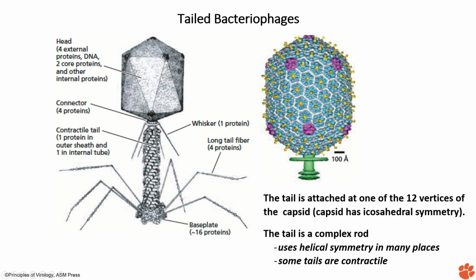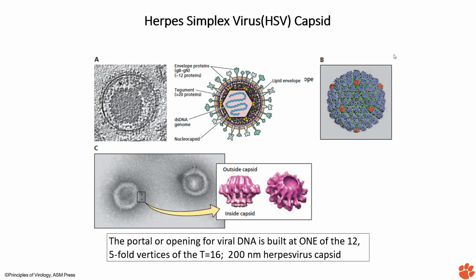On the other hand, although it shows icosahedral symmetry, at one of the 12 vertices, remember that there are 12 vertices on an icosahedron, there is a portal, and that is connected to a helical symmetry, which is the tail. Sometimes it is contractile, which helps to inject the DNA into the bacteria, basically. So here you can see a complex structure with the icosahedron as well as the tail structure. Herpes simplex virus, another example. Again, the take-home message is that there is just one portal.